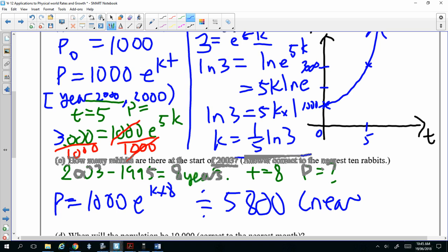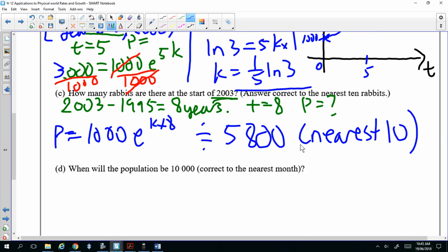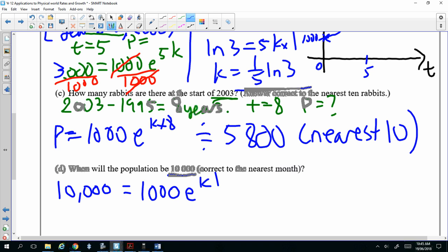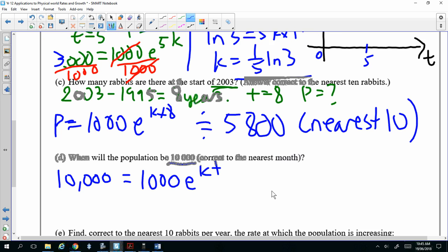Okay, so we found how many rabbits there are. After we do this, we can then do the next bit. Now, the next question is, when will it reach 10,000 rabbits? So we'll do the same thing. 10,000 equal to 1,000 e to the power of kt. You can just leave k as it is because I've already stored that on the calculator. So to find out what t is, you divide both sides by 1,000 first.